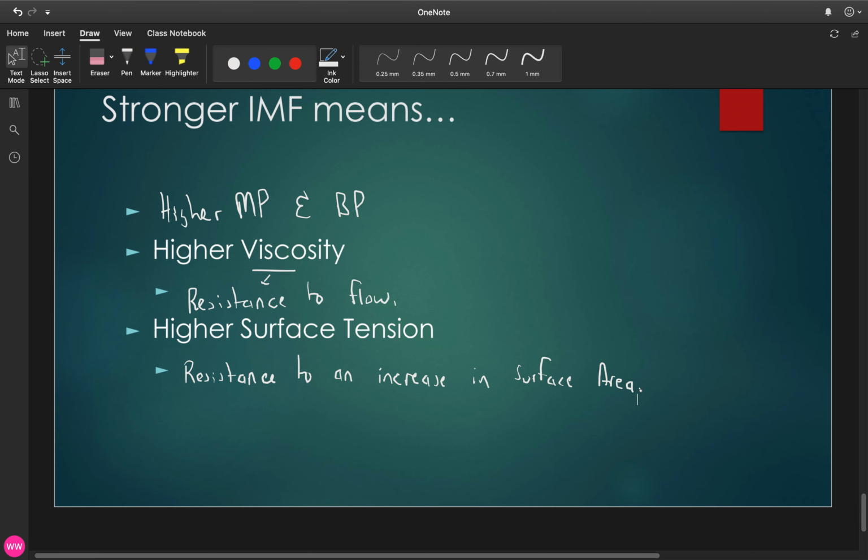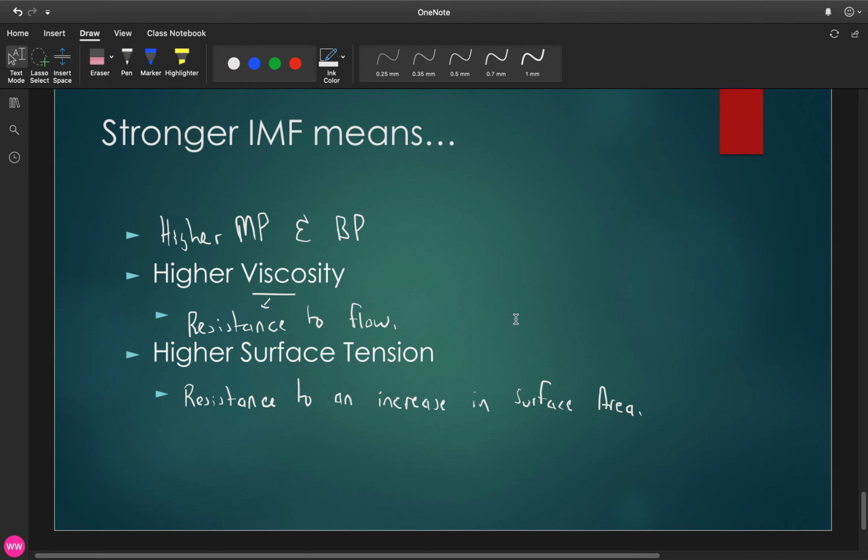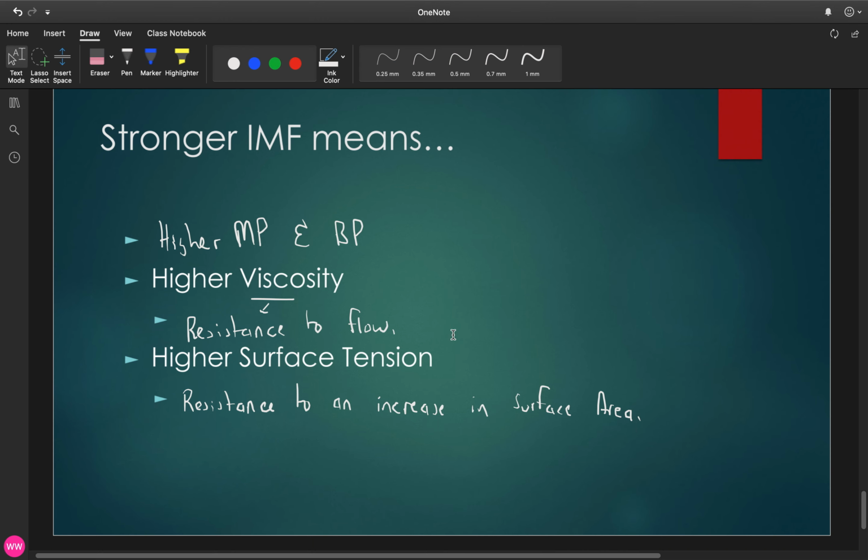Wonderful. So now that we know a little bit about intermolecular forces, in our next lesson we will be able to identify what type of molecules have what types of intermolecular forces.